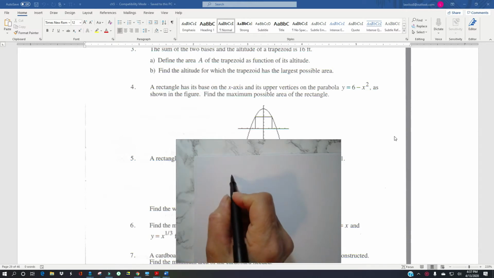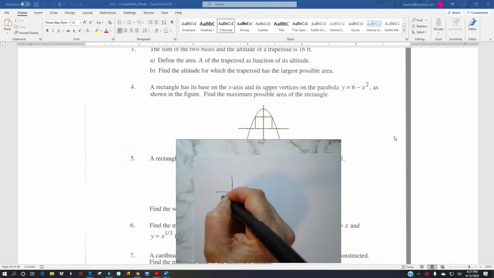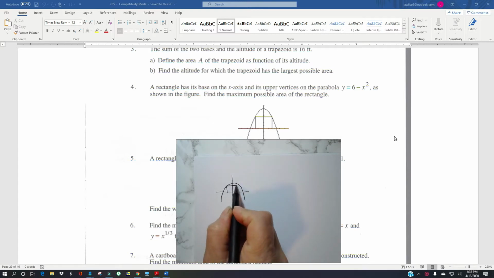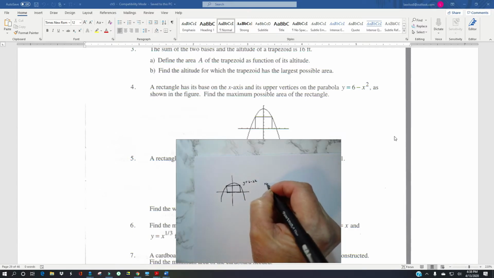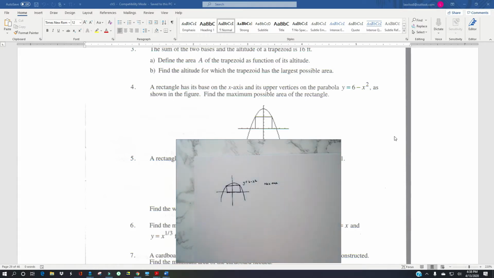Okay, so we've got a picture here, and we have some rectangle, like so, where the upper vertices are touching the function, and the function is y equals 6 minus x squared. And what do we want to find? We want to find the maximum possible area of the rectangle, because you could have a narrower rectangle, or you could have one this way, and so forth. So anyway, we want to find the maximum possible area.